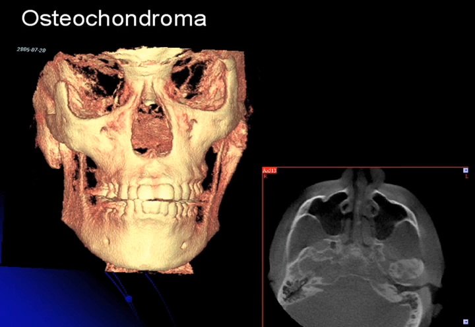Okay, and you can pretty much make a definitive diagnosis of these on a cone beam CT. It's practically the standard of care for diagnosing these lesions. Osteochondroma is not a very common lesion, but when it happens, this is where it happens.